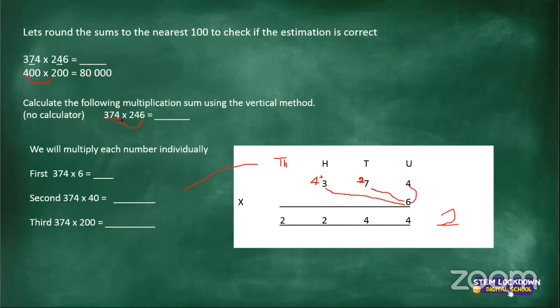Okay, so I'm going to move to the next slide. And in the next slide, I'm going to multiply 374 times 40.